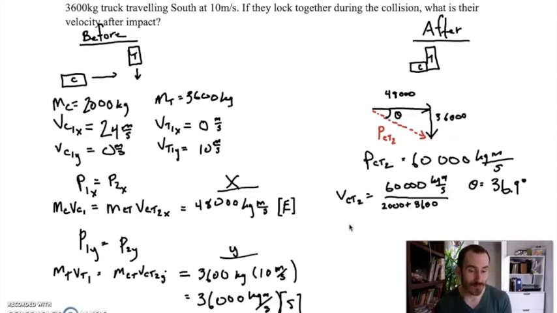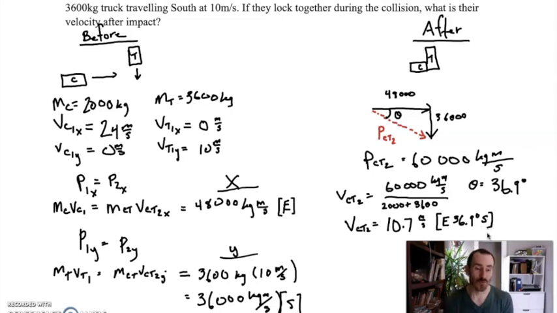you get 10.7. So the velocity of the car truck at the end is equal to 10.7 meters per second. And then our direction will be east, 36.9 degrees south.